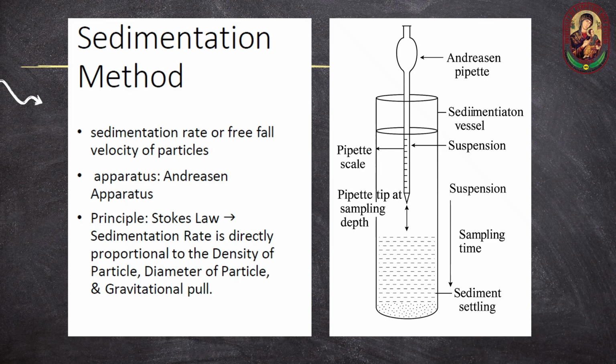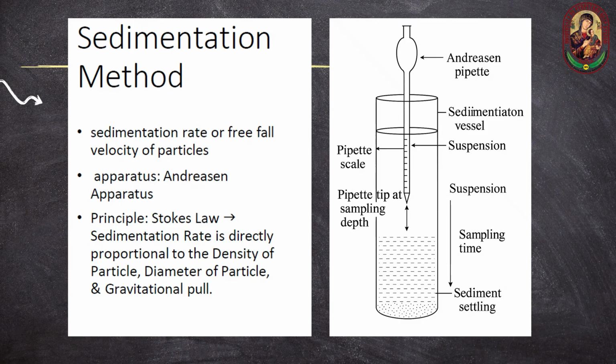Here's how it works. We disperse the powder in a liquid to form a suspension. As time passes, gravity pulls the heavier particles downward, while smaller ones stay suspended longer. At fixed time intervals, we withdraw a small sample using the pipette and analyze how the concentration changes with time.